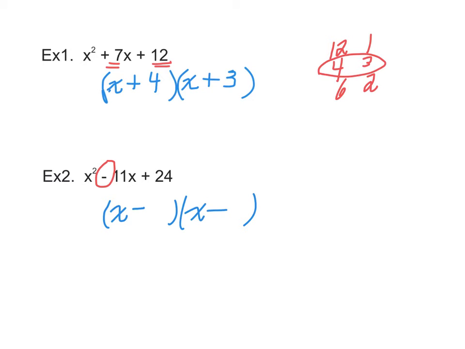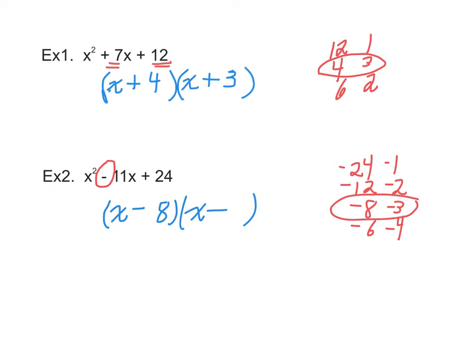Okay, let's jot some down. 24 has a lot. 24 and 1, 12 and 2, 8 and 3, 6 and 4, I think that's all of them. I'm trying to choose the two of them that would make 11. But remember, all of these have to be negative. So I'm going to choose the 8 and the 3. Minus 8, minus 3.